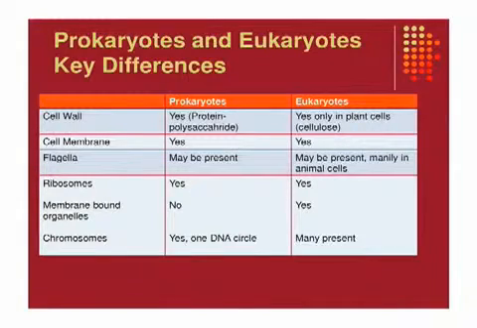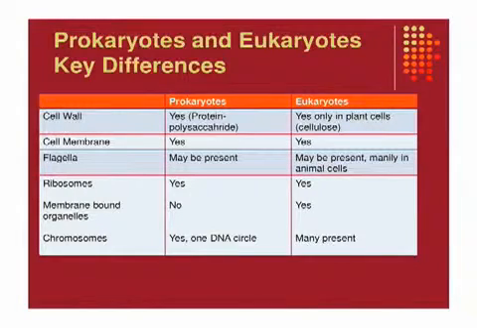As you can see, a cell wall is found in prokaryotes. However, it's a protein polysaccharide. It's also found in eukaryotes, but in this case in plant cells, and this is composed of cellulose. So those are two main differences.